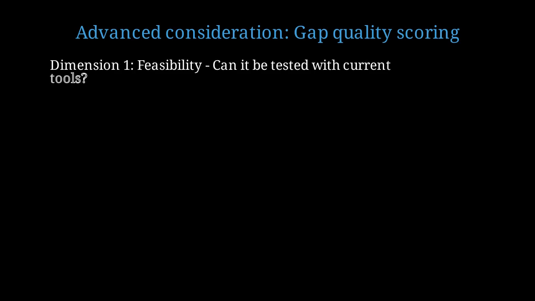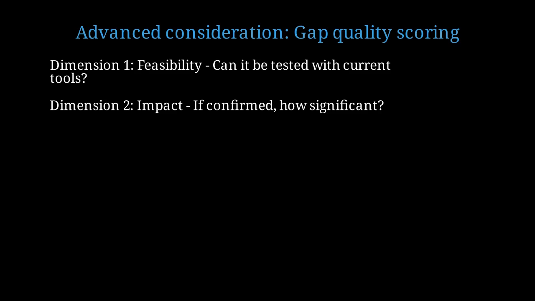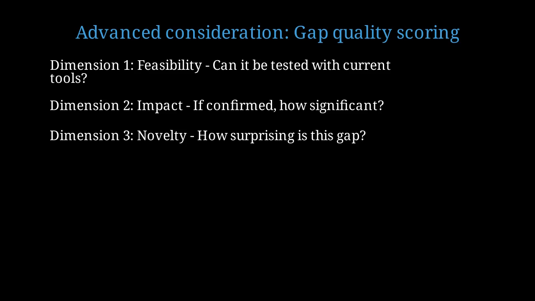Dimension 1. Feasibility. Can this gap be tested with currently available tools and datasets? Dimension 2. Impact. If the hypothesis is confirmed, how significant would the result be? Dimension 3. Novelty. How surprising is this gap to domain experts? You can create a weighted score. Gap score equals weight 1 times feasibility, plus weight 2 times impact, plus weight 3 times novelty. A reasonable weighting is 0.4 for feasibility, 0.4 for impact, and 0.2 for novelty.